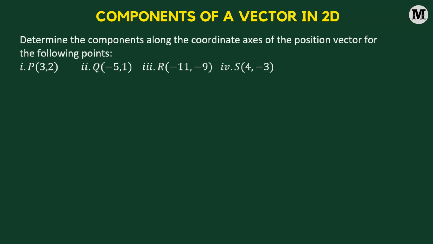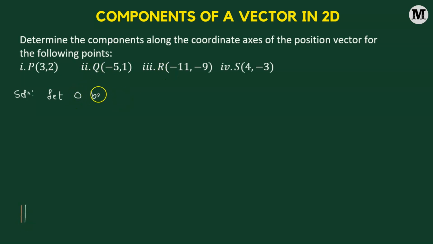Determine the components along the coordinate axis of the position vectors for the following points. Okay, let us begin. To begin with, we'll consider an origin O of some coordinate system with respect to which we are measuring points P, Q, R, and S.